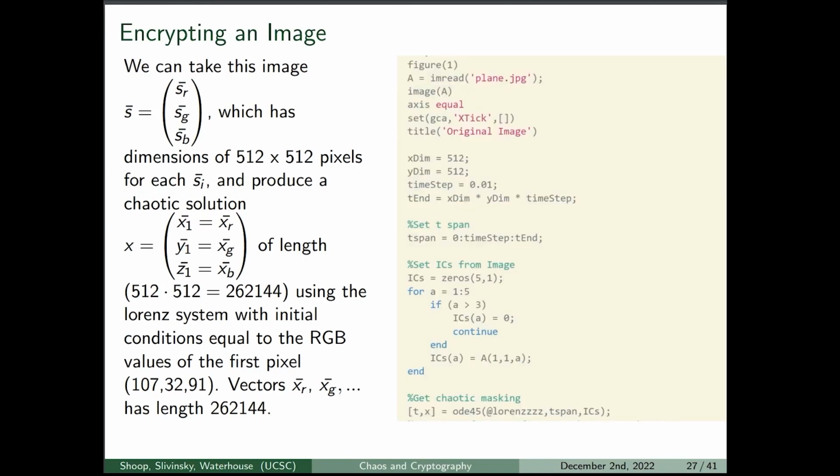This is the MATLAB code that accomplishes this. The image is first read in and displayed, values for calling ODE45 are set up, the initial conditions are obtained from the first pixel's color values, and the chaotic solution is generated by calling ODE45. Something important to note is that the number of time steps and the length of the chaotic solution are equal to the number of total pixels in the image.